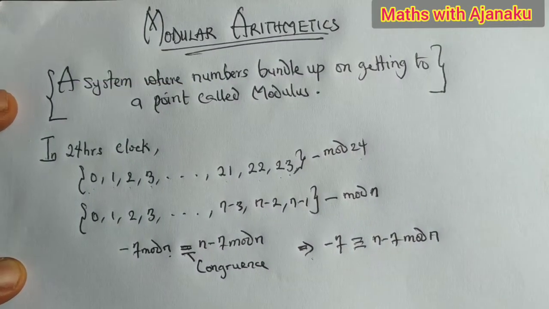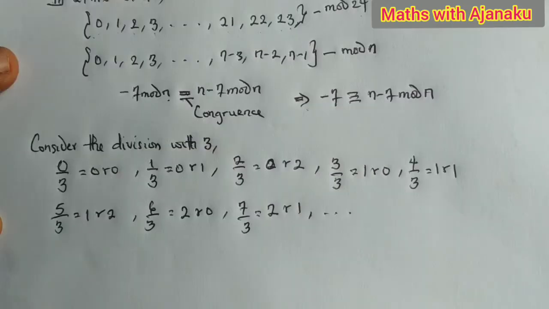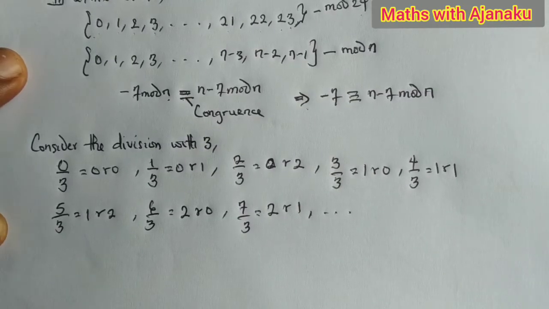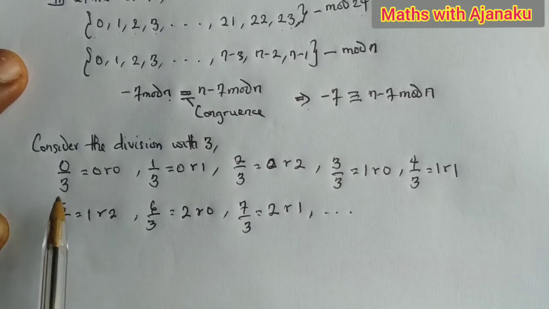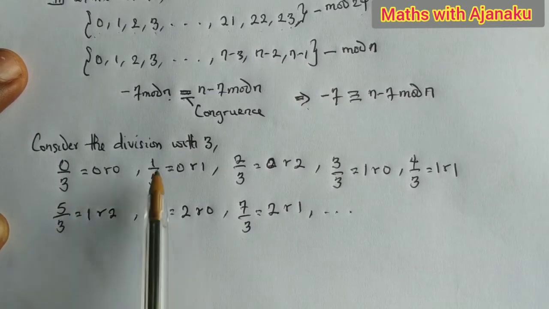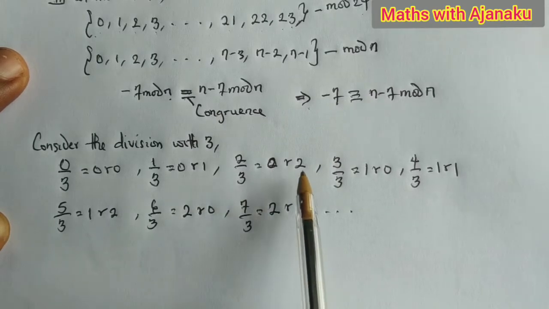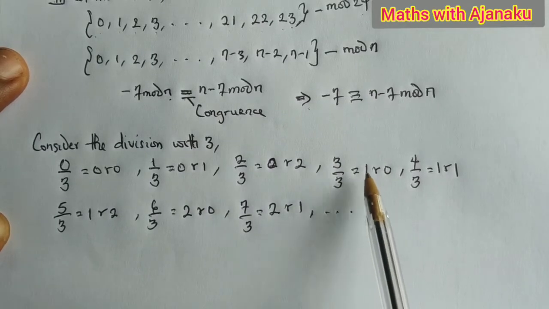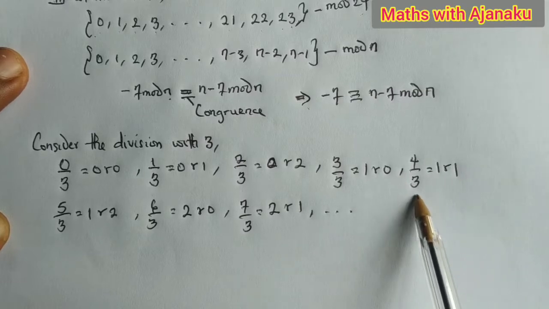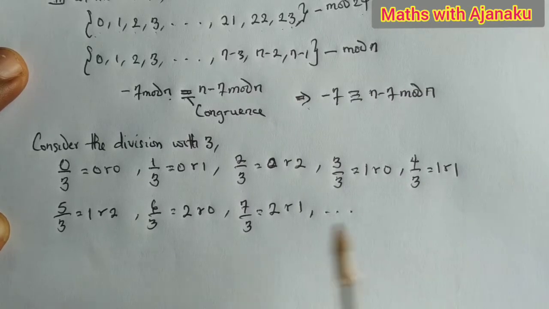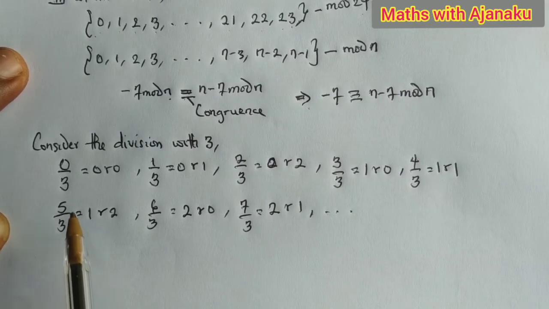Let's consider the division of all positive integers, including 0, by 3. We shall be taking note of the remainders. So, 0 divided by 3 is 0 remainder 0, 1 divided by 3 is 0 remainder 1, 2 divided by 3 is equal to 0 remainder 2, 3 divided by 3 is equal to 1 remainder 0, 4 divided by 3 is equal to 1 remainder 1, 5 divided by 3 is equal to 1 remainder 2, and so on.